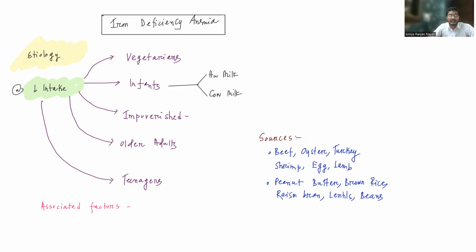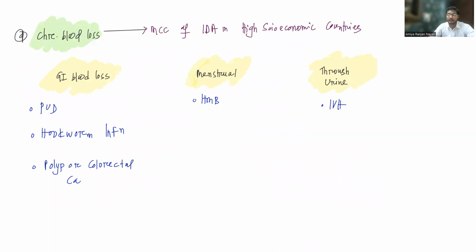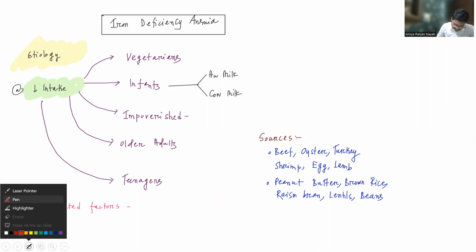Iron deficiency due to decreased intake, due to decreased absorption, because of increased requirement, or because of chronic blood loss. Now we'll discuss them one by one. First of all, we'll start with iron deficiency due to decreased intake.